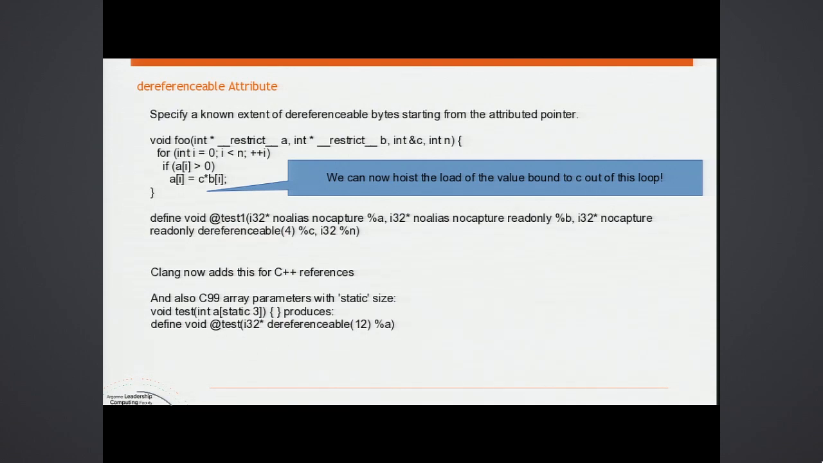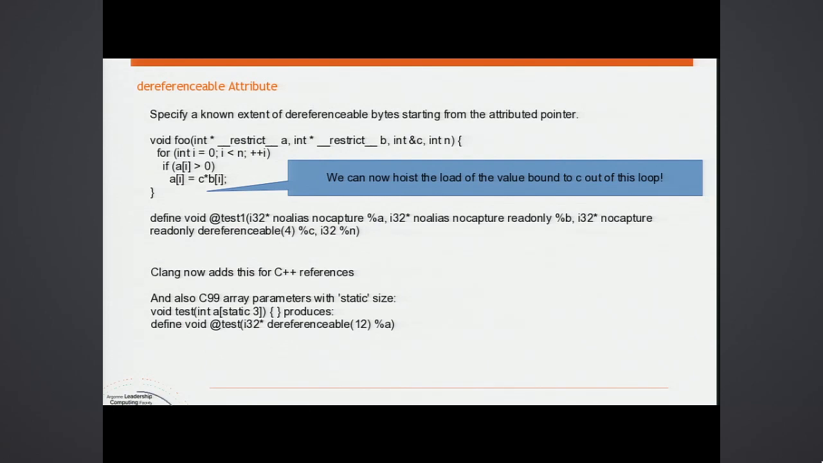So here I have an example which was derived from an actual benchmark that I had, so this is in C++, and we have this reference here to an integer c, and it is inside this loop. Before we had this dereferenceable attribute, and before Clang would emit it for references, we had a problem: that c is a reference, so it's actually passed by pointer, and that pointer load could not be hoisted out of that loop.